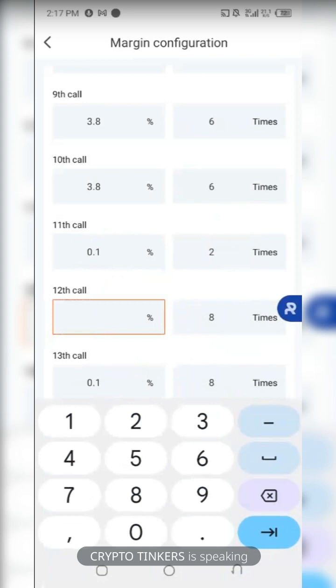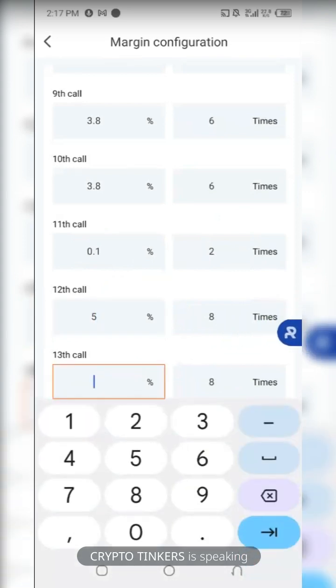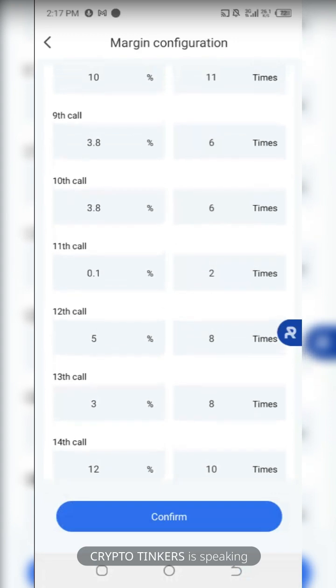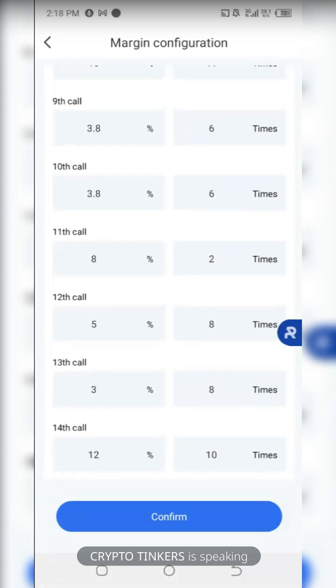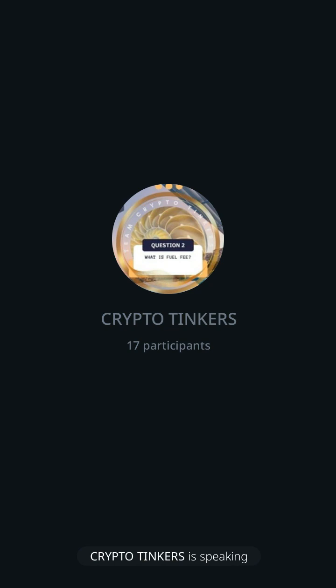So here, if it was 5% after it bought, go to your Excel sheet. What strategy are you trading with? Go back there and go and see the strategy. Number 13 is 3%. Number 11, maybe it was 8%. Re-put it back and click on the confirm button. You save. Then you restart your trade.